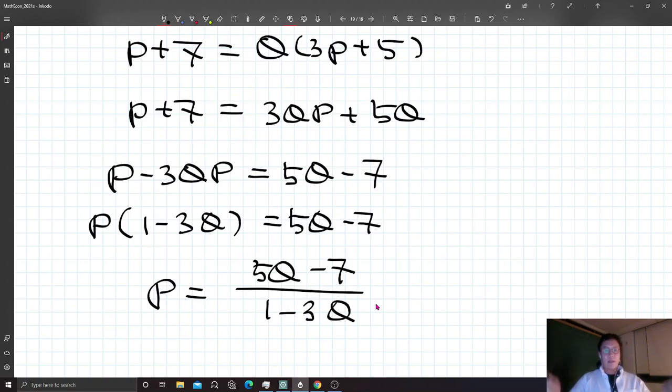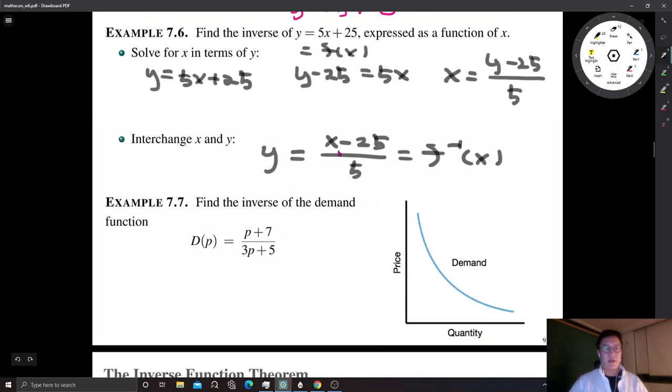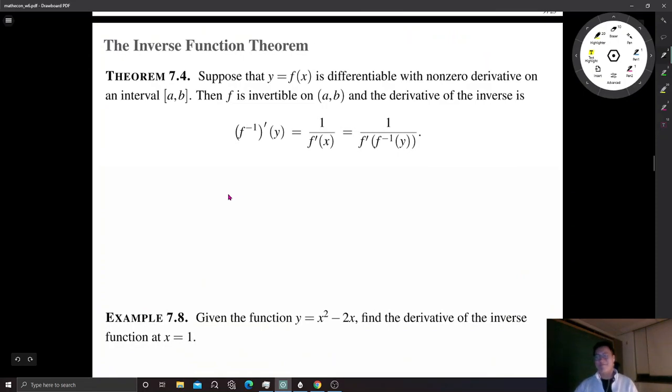Okay? And then interchange input and output. So Q becomes 5P minus 7 over 1 minus 3P. This is the inverse function, this is the inverse demand function. Okay? So once again, the way to find the inverse function is we first solve for input in terms of output, and then we interchange input and output. So finally, oh, this video is way longer than I had expected, but let me finish this one.